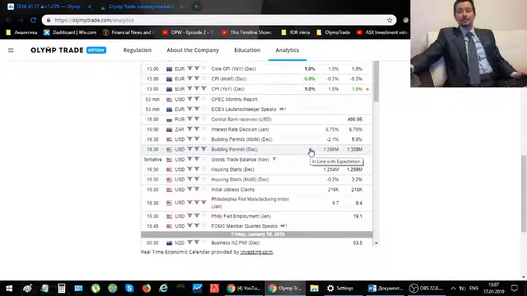And building permits in the US are coming out. Now this is a very strong indicator, and I'll explain why, of economic activity in the US. Think about it. When you buy a new house, what kind of other expenditures are associated with that house? You're going to need to get a lot of furniture. You're going to need to get a lot of appliances.